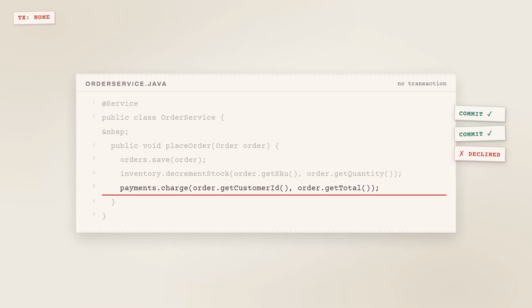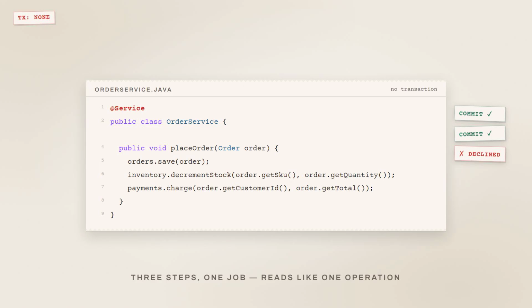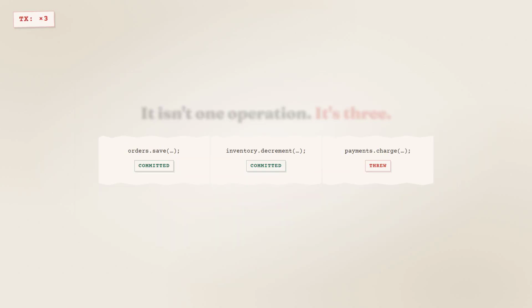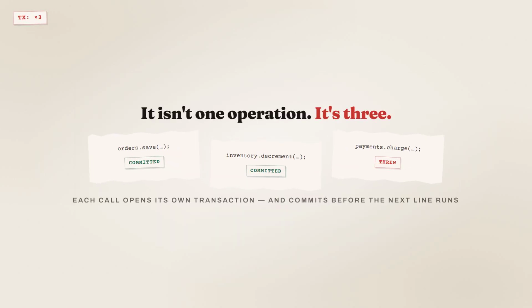Read that top to bottom. Looks completely fine, doesn't it? 3 steps, 1 job. But it isn't one operation, it's 3, and I need you to sit with why. Each of those repository calls opens its own transaction, does its work, and commits immediately before the next line runs. Spring Data's repository methods are themselves transactional. If no transaction is already running, each call starts one and closes it. Line 1 commits, line 2 commits, then line 3 throws, card declined.